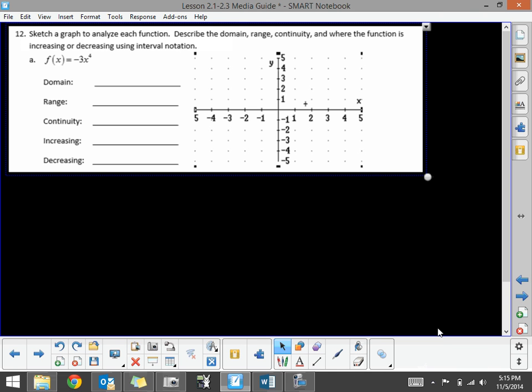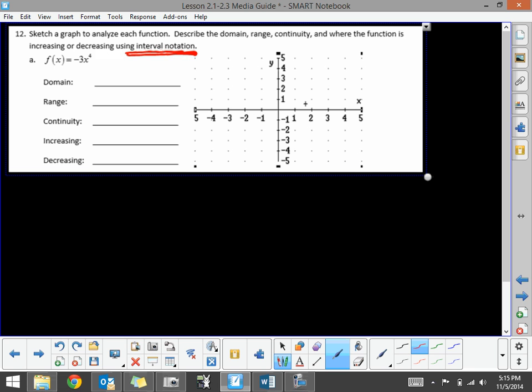In question 12, we're going to sketch each graph, then we're going to describe the domain, range, continuity, and where the function is increasing or decreasing using interval notation. There are many of you that I gave this verbal instruction. Make sure you're using interval notation, and you either just forgot or disregarded those instructions, but please remember, I'd like to see all of these values in interval notation.